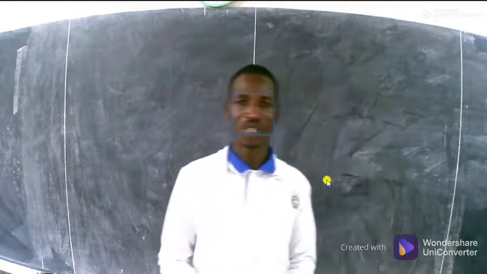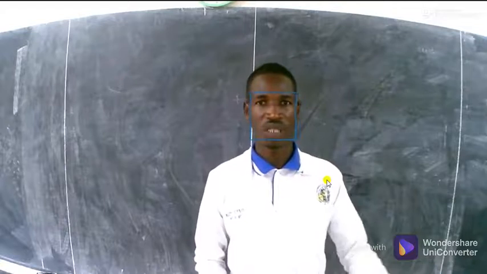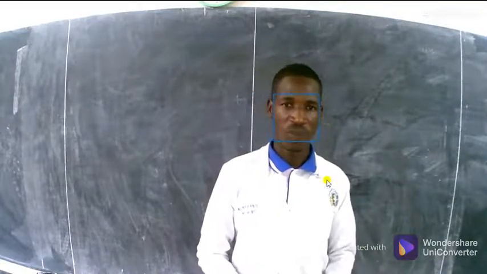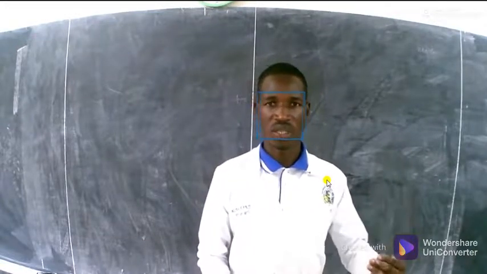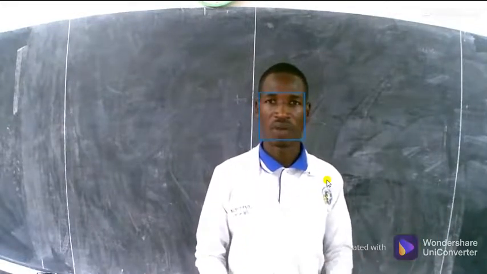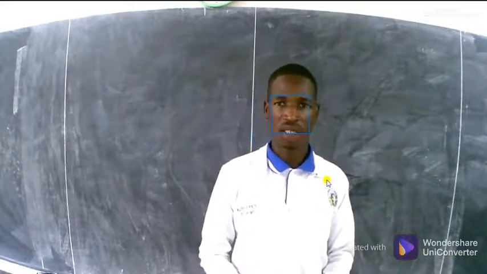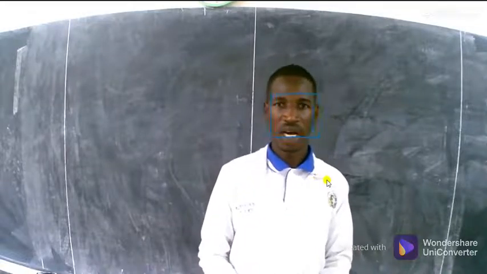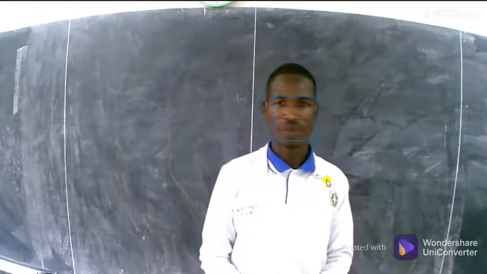We never stopped there. We discussed velocity and speed. We said speed is the rate of change of distance, meanwhile velocity is the rate of change of displacement. We also looked at the difference between speed and velocity. We said that velocity is a vector quantity, while speed is a scalar quantity. Much as all of them are measured in meters per second, they differ in terms of vector quantity and scalar quantity.